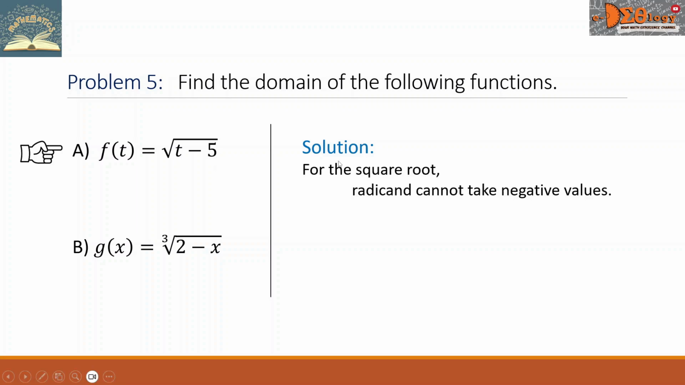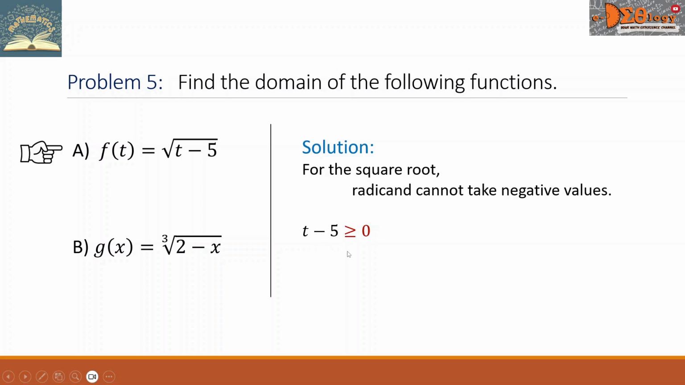For the square root, we know that the root is even. The radicand cannot take negative values. The index here is even, and that is 2. And for this, we write the radicand, the t minus 5, showing that it cannot take negative values. We write here more than or equal to 0. Then we solve for t.